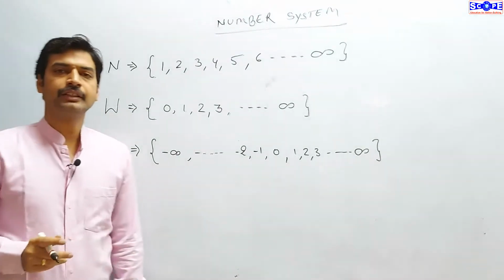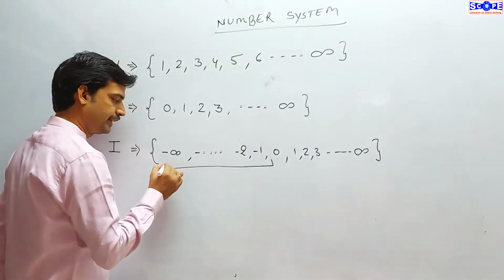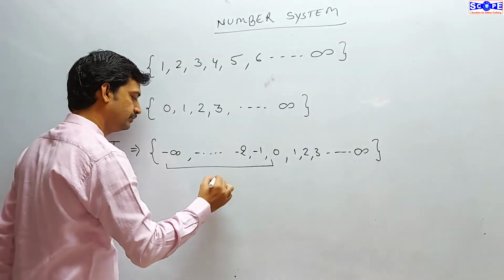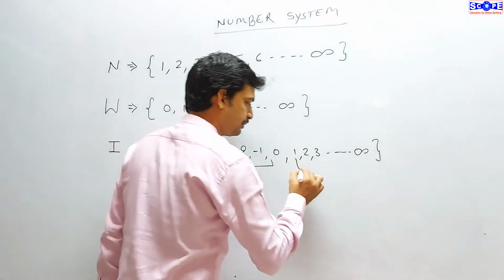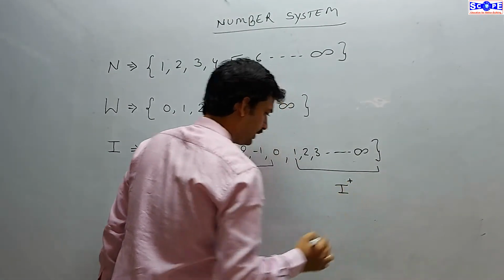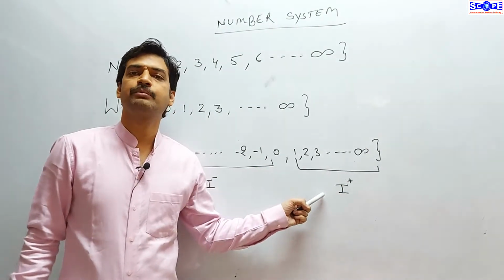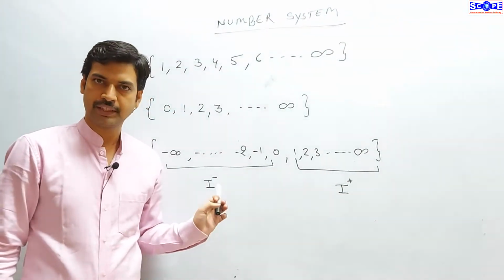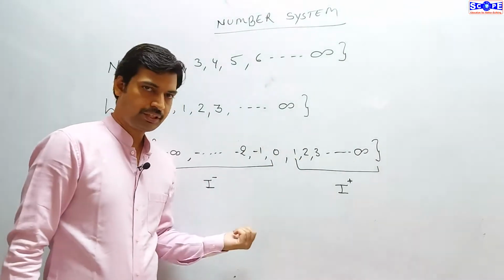We divide the integers in two parts. The first part is negative integers, meaning all negative numbers, I minus. The second part is positive integers, meaning positive numbers from 1 to infinite. Here, keep one thing in mind that 0 is neither included in positive nor in negative. Clear? 0 is neither positive nor negative.